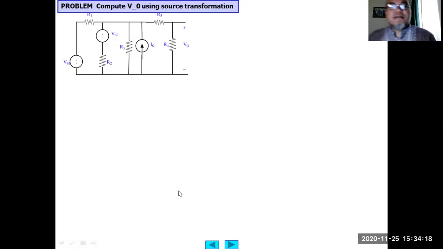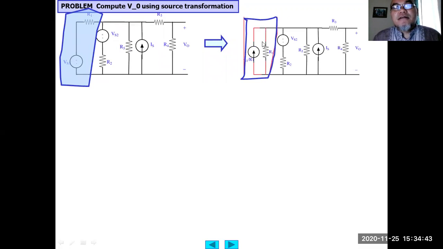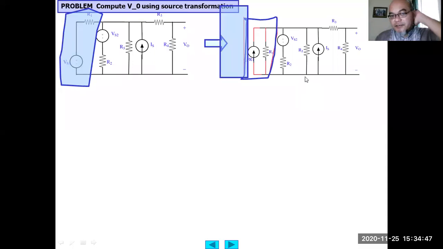Let's have this as an example. Compute V output using source transformation. Here we have Vs, R1, R2, Vs2, R5, Is, R3, R4. So first transform this Vs and R1 into a current source and a parallel resistor. And this one is a voltage source.